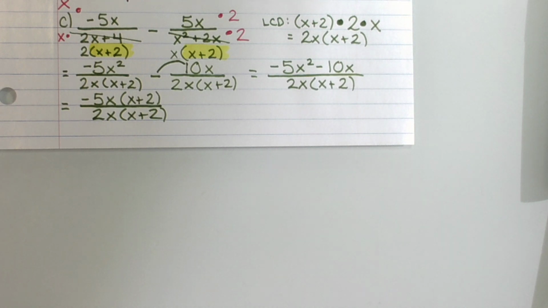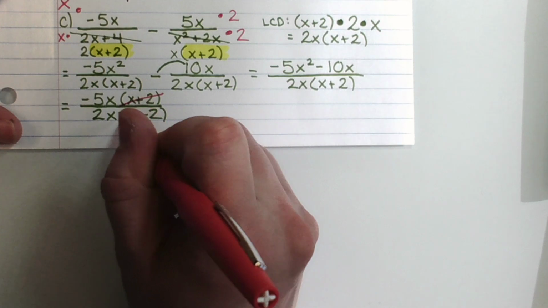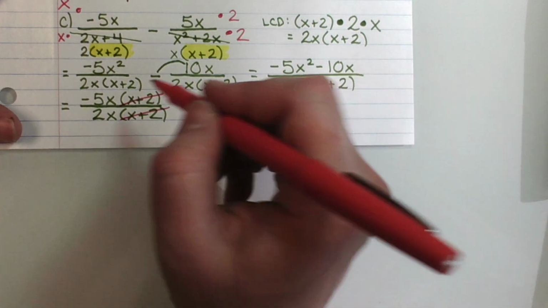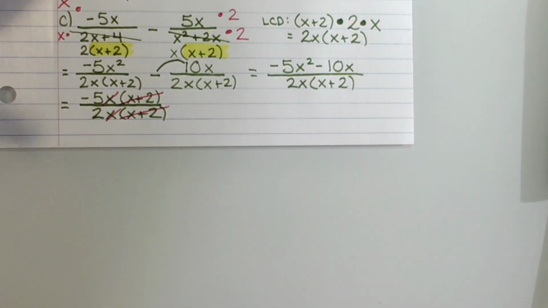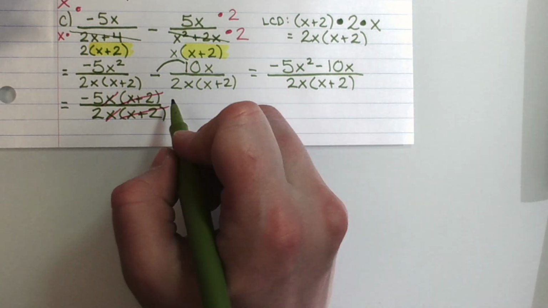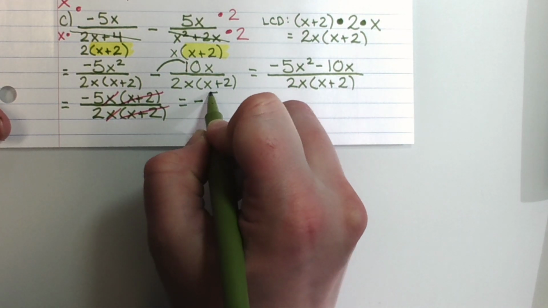What simplifies out of top and bottom? X plus 2. Anything else? The x. Anything else? No. This is a very ugly way of writing negative 5 halves.